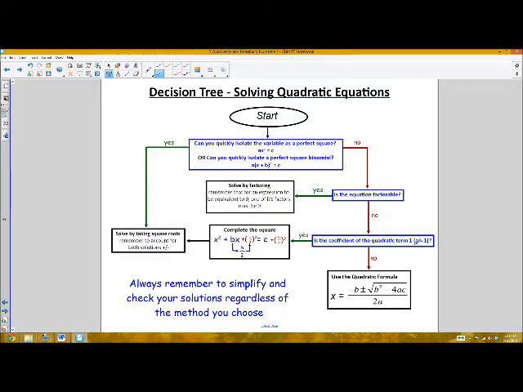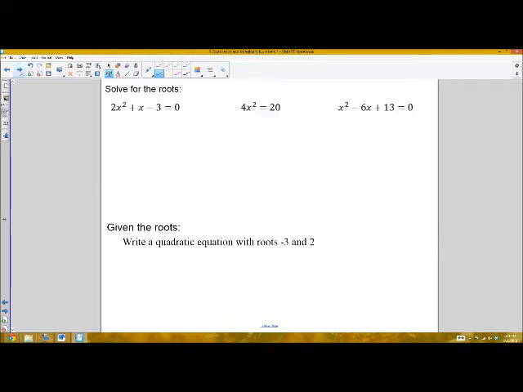If it's not factorable, I'm going to see if the coefficient of my quadratic term, that's the coefficient in front of the x squared value, is 1. If it is, and it wasn't factorable, I'm going to solve by completing the square. Once I've completed the square, I'm going to continue by taking square roots. If the coefficient's not 1, then the quickest method is just using the quadratic formula. So let's apply that to these 3 examples.